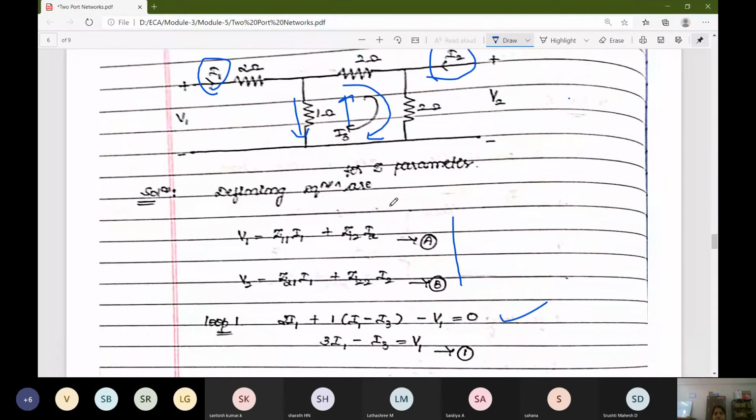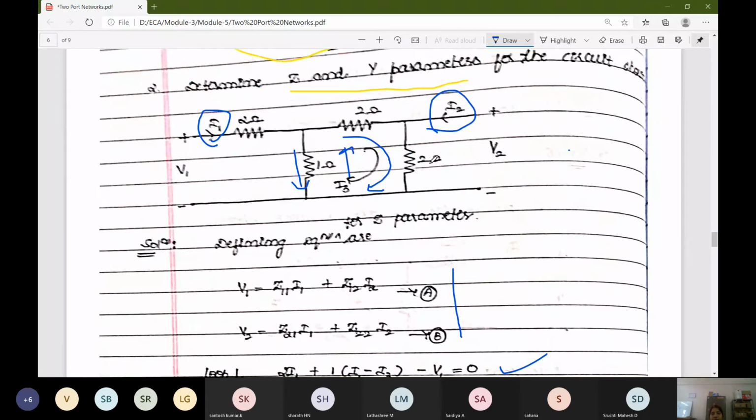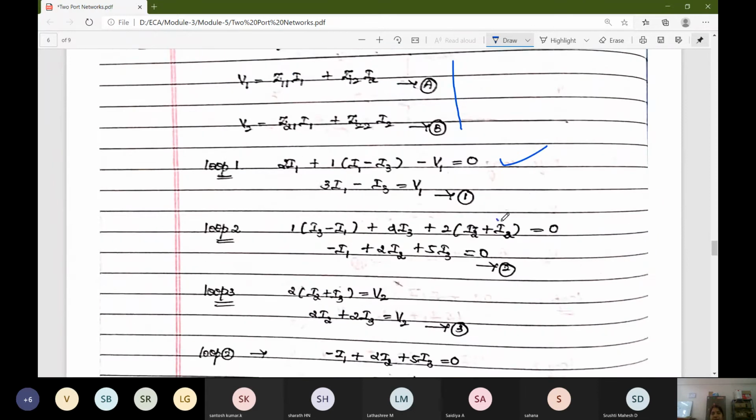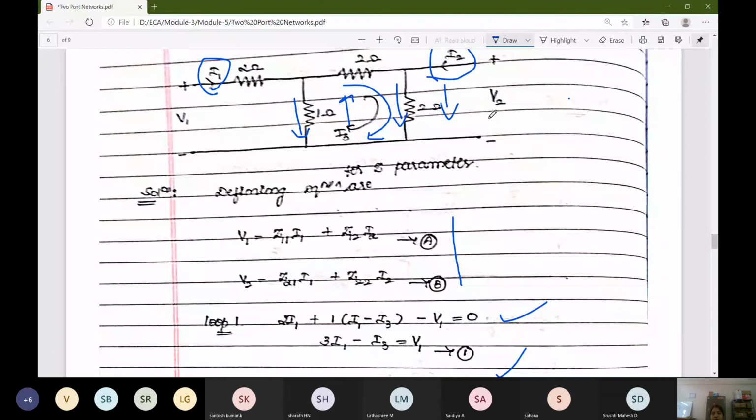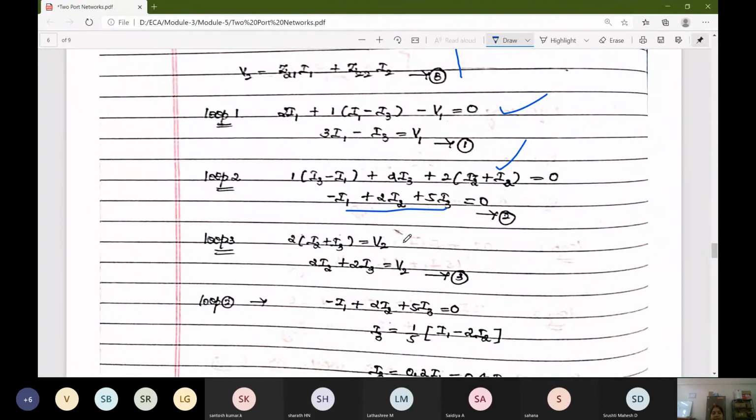Next, write for loop 2. Loop 2 is 1 into (I3 minus I1) plus 2 into I3 plus 2 into (I3 plus I2) is equal to 0. This 2 is coming in this direction only, and I2 also is coming in this direction. So it is 2 into (I3 plus I2) is equal to 0. Solve it, you'll get this. Next, for the last loop, which we call loop 3, just write it as 2 into (I2 plus I3) is equal to V2. So we now got 3 equations.